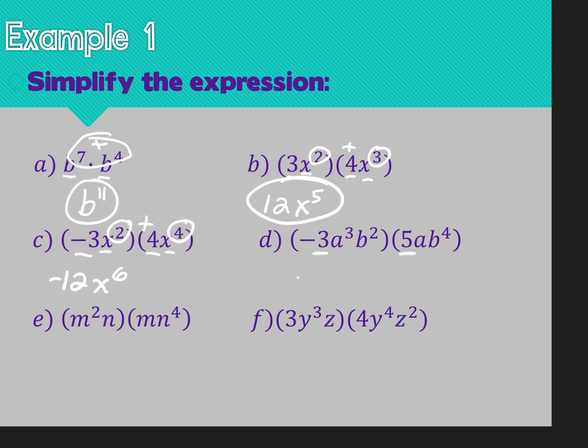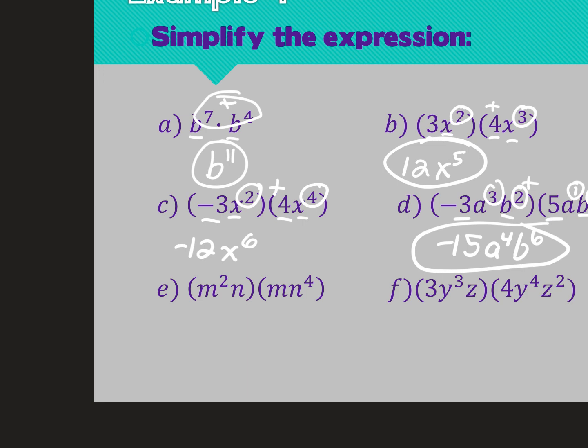Negative 3 times 5 is negative 15. I have two different variables. That's okay, because I have an a here. This is to the 3rd power. This is to the 1st, so 3 plus 1 is 4. And then I have b to the 2nd and b to the 4th, so 2 plus 4 gives me 6.